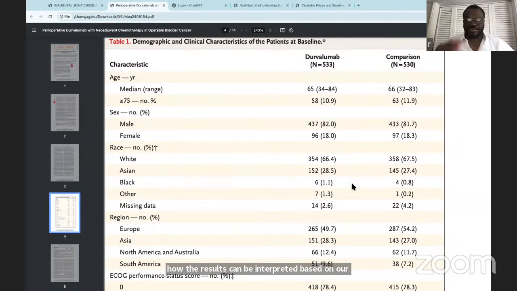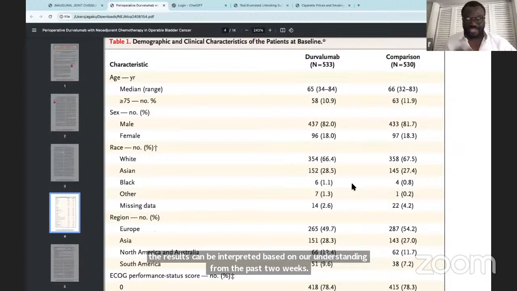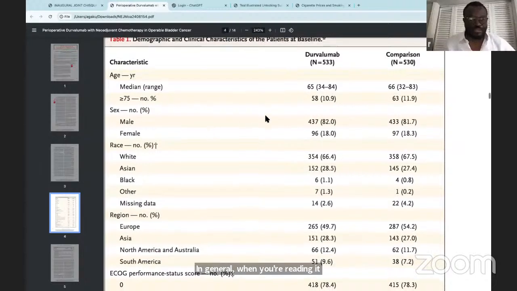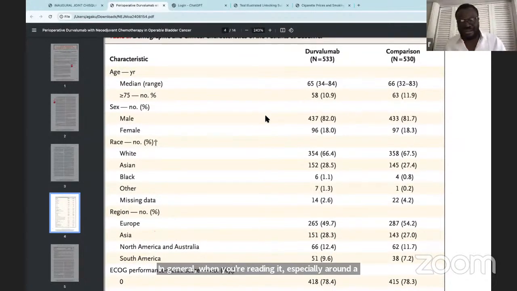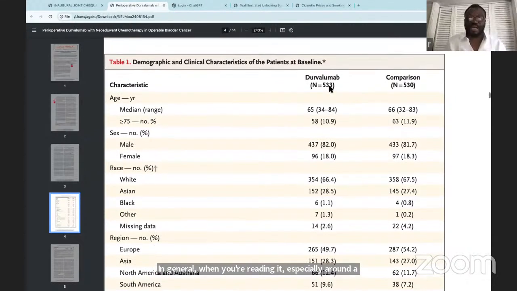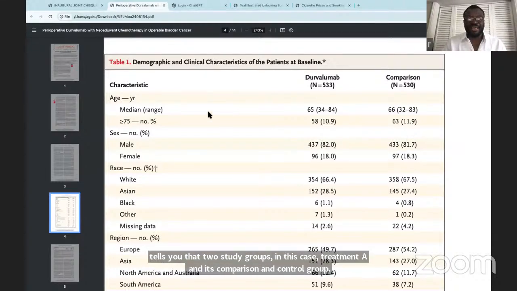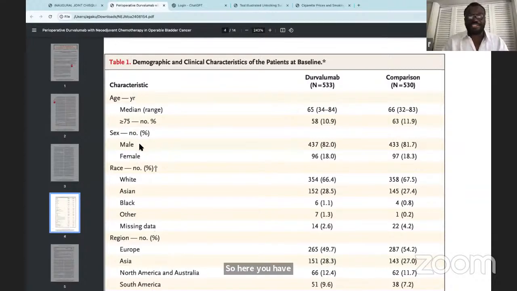In general, when you're reading a study, especially a randomized trial, you want to make sure that you have a sense of the two groups, like how well the randomization was done. So it's always a good thing to look at Table 1, which tells you the two study groups, in this case, treatment A and its comparison and control group, right? So here you have the distribution by various characteristics like age and sex.